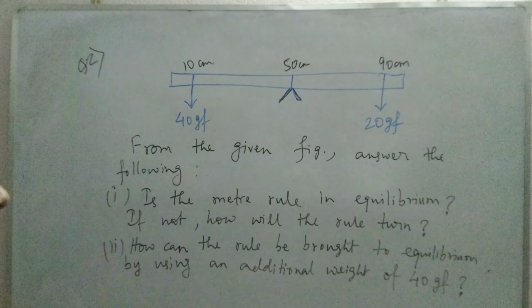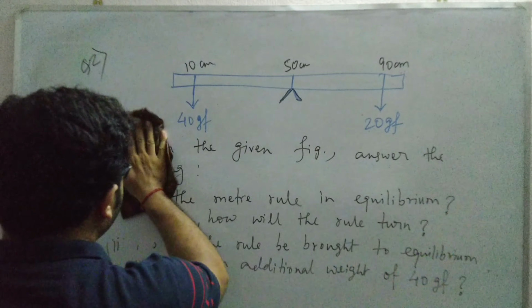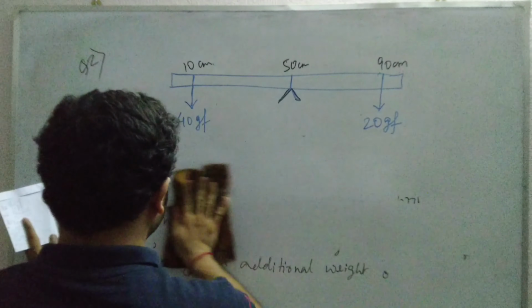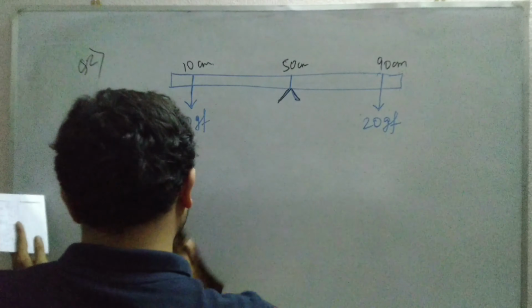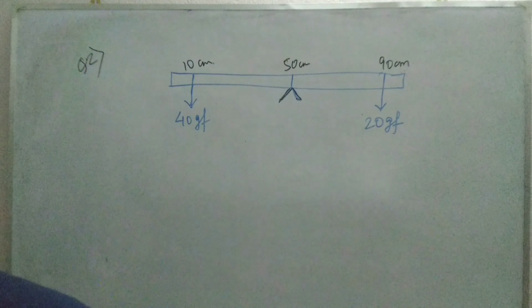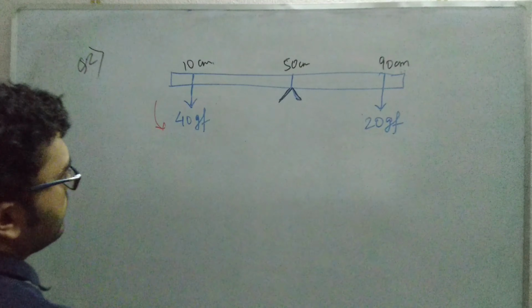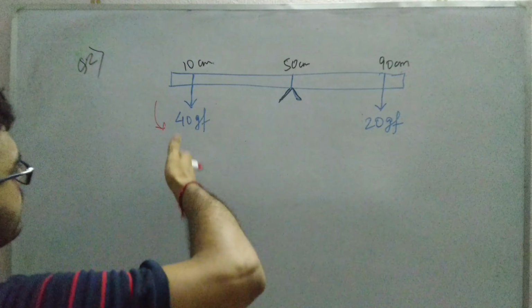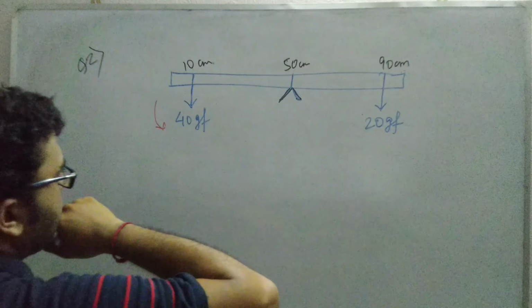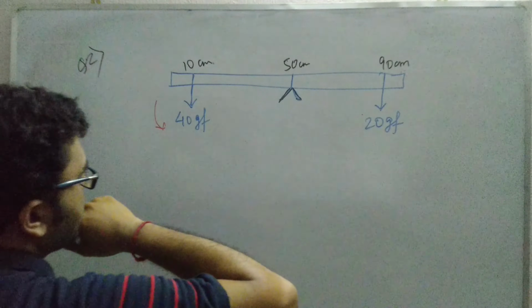So what will be the solution? First of all, we need to check from this given figure whether the rule is in equilibrium. Now let us calculate. See that this 40 gf weight will produce an anti-clockwise moment, as it will try to turn the meter rule in an anti-clockwise direction, and this 20 gf will try to rotate the scale in the clockwise direction.